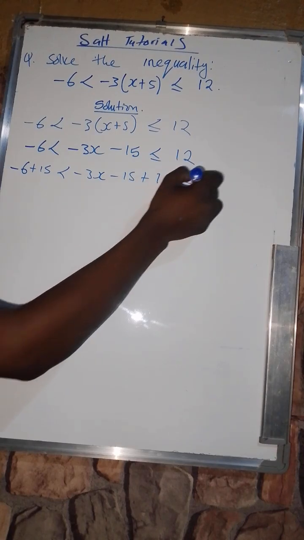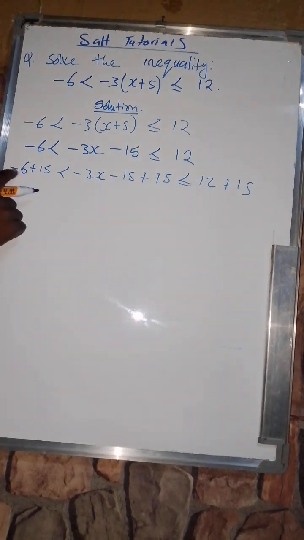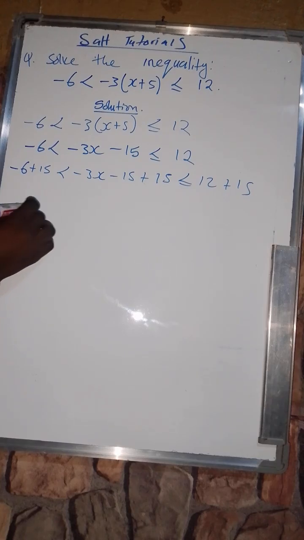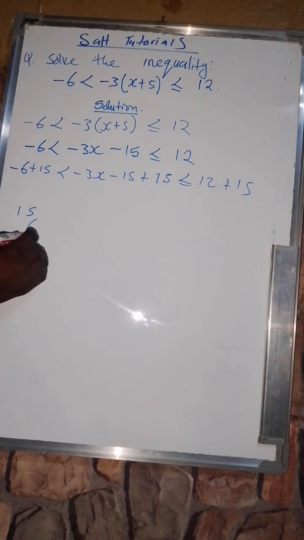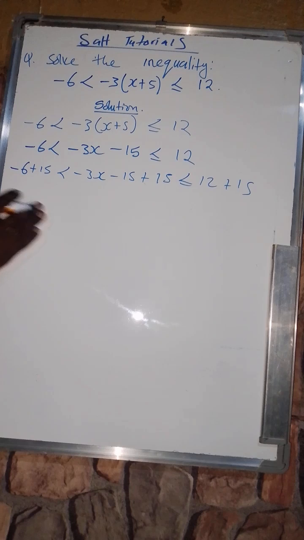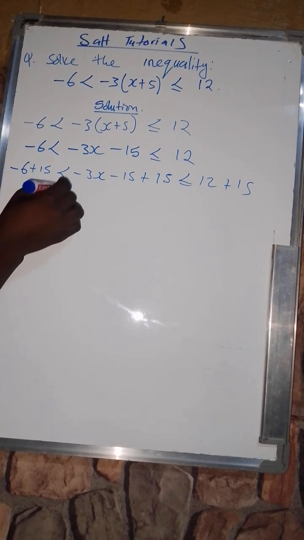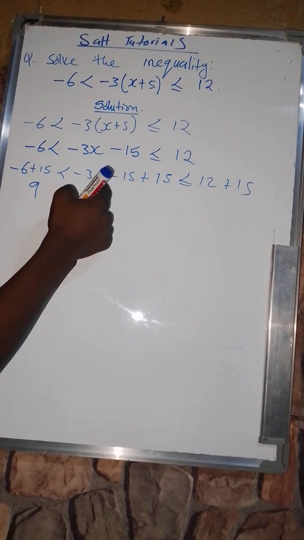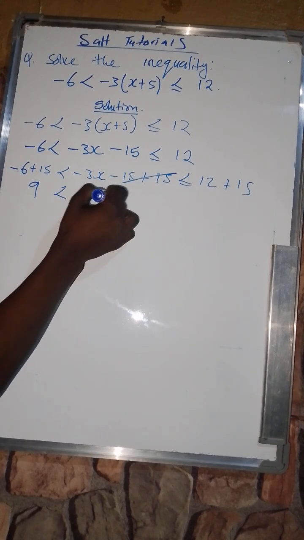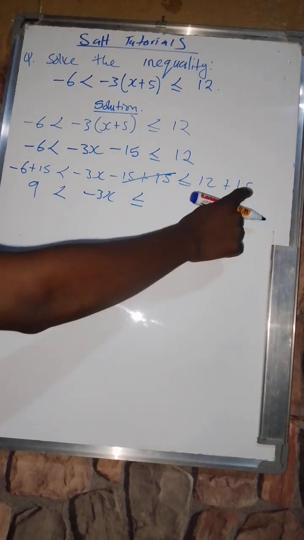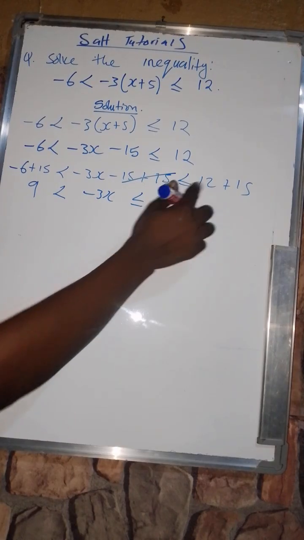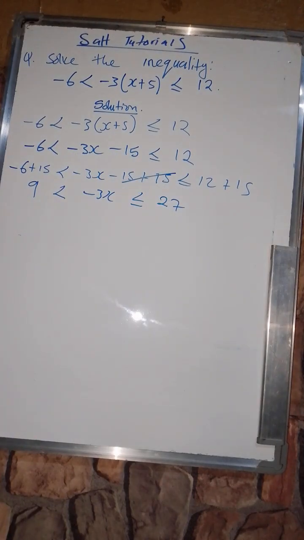Everywhere I'll add positive 15, so that we have 15 minus 6, that's 9, less than negative 3x, this is a 0, negative 3x, less than or equal to 15 plus 12, that's 27. So that's what we have.